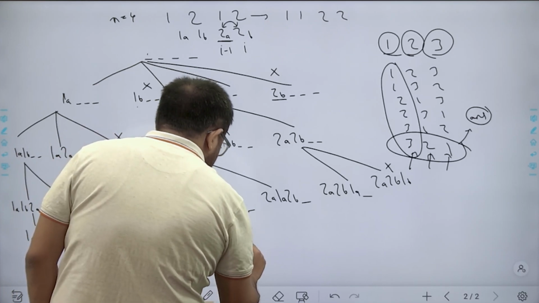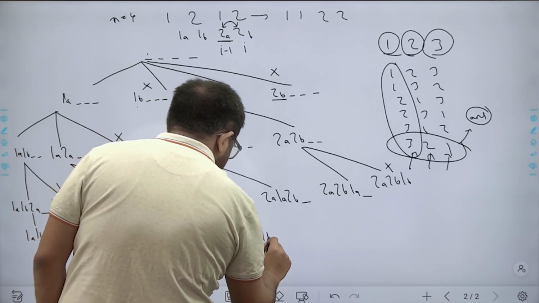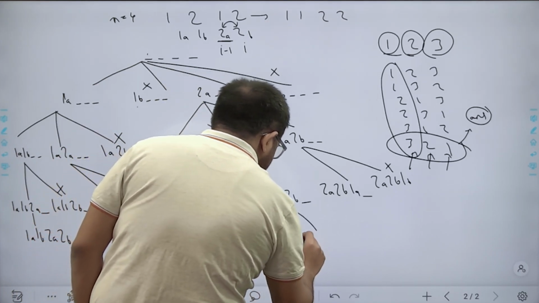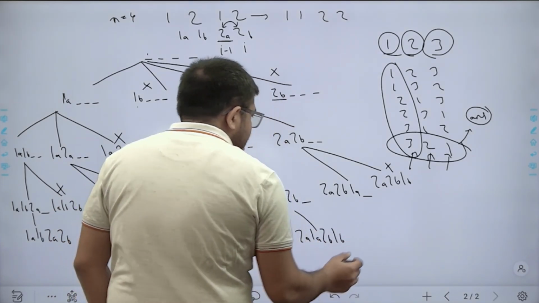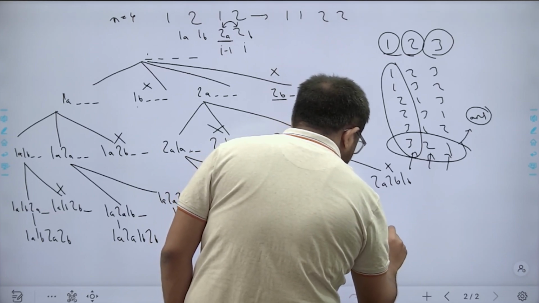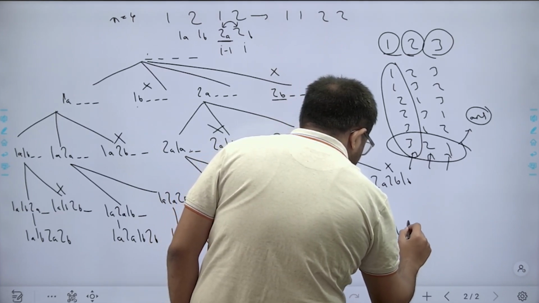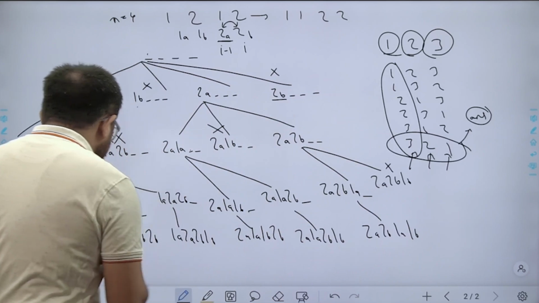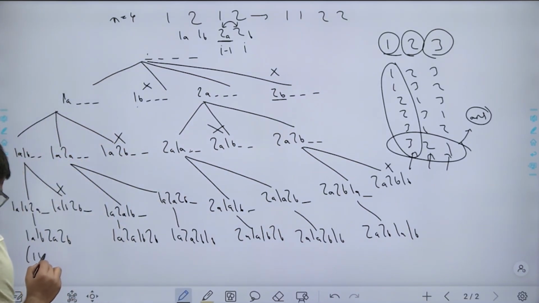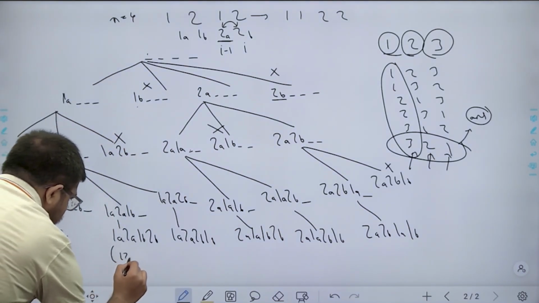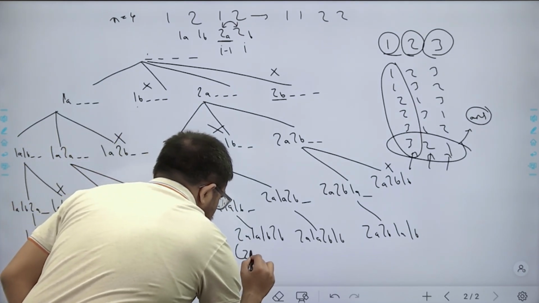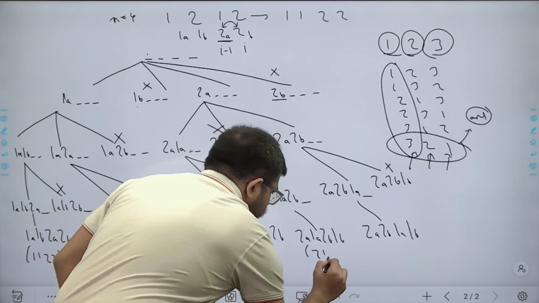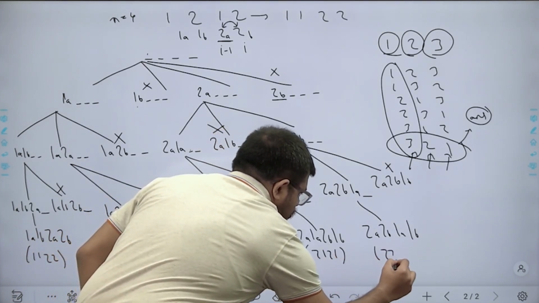Here I will take 2A, 1A, 1B, 2B. Here I will take 2A, 1A, 2B, 1B. And finally here I will get 2A, 2B, 1A and 1B. If I write it generally, then 1 1 2 2, 1 2 1 2, 1 2 2 1, 2 1 1 2, 2 1 2 1 and 2 2 1 1.